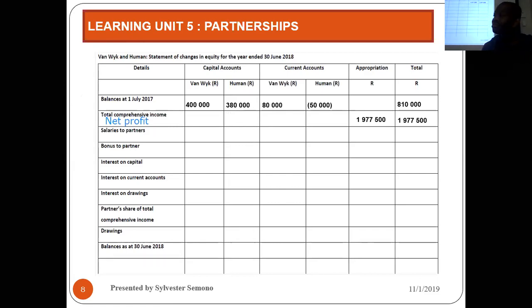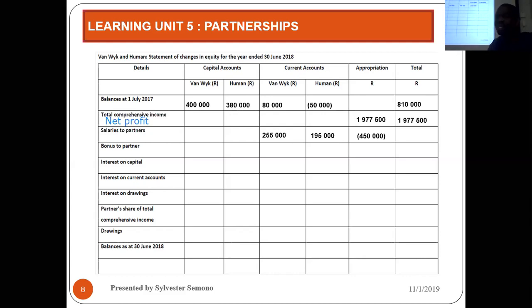The next thing, salaries to partners. Remember, if we don't give you these details here, you must know what to put. So you must remember those things. So I'm going to put the salaries, and then we know, okay, where did we record salaries before? Appropriation and current account. So we must first give them in the current account. Remember, we gave Van Wyk 255. We gave Human how much? 195. This 195 and 255 must be added together. And where do we take them from? From appropriation. Can you see now?